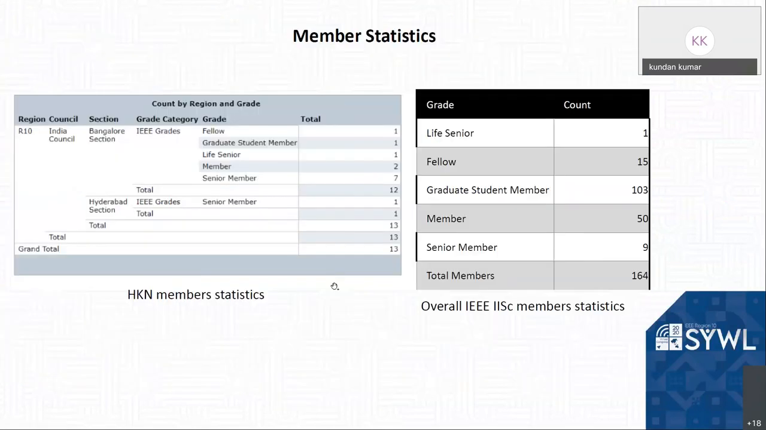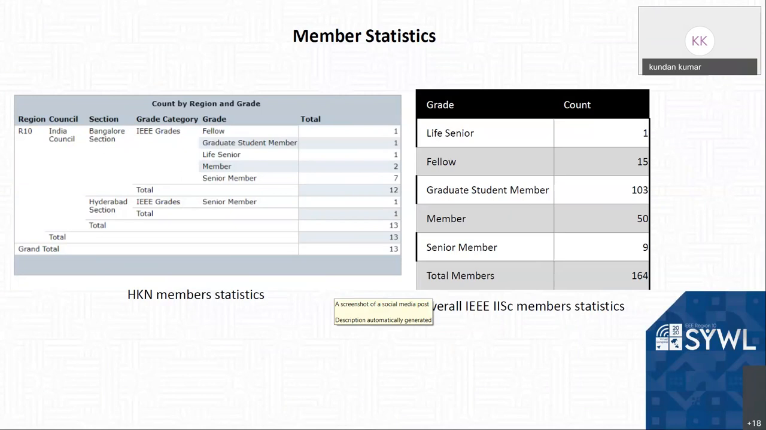This is what my member statistics look like. We are trying to encourage more graduate students to become members. In the overall statistics of IEEE membership, I have 164 IEEE members. Most of them are graduate members, 150, and we have 15 IEEE Fellows. So we're trying to convince those who qualify for induction, so we can increase our member statistics for HKN.